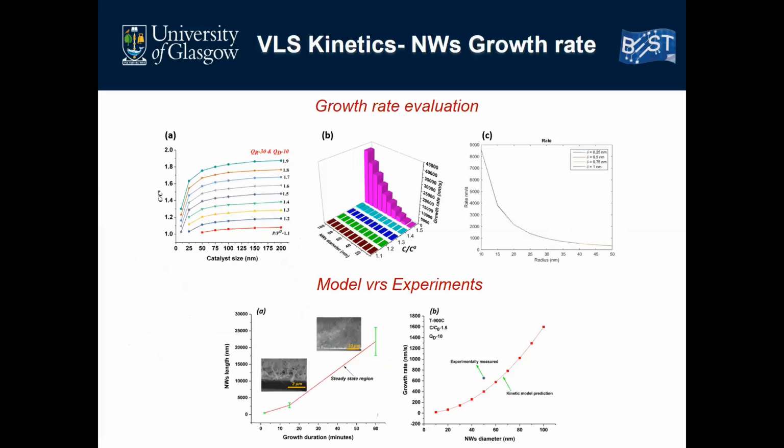Here we have explained the growth rate prediction using the kinetic model, where initially we have estimated the supersaturation in the droplet during the growth of nanowires using the steady state kinetic balancing for different sized catalyst particles. Using this, we have estimated the growth rate of nanowires for different diameters, and oxidation as well has been observed.